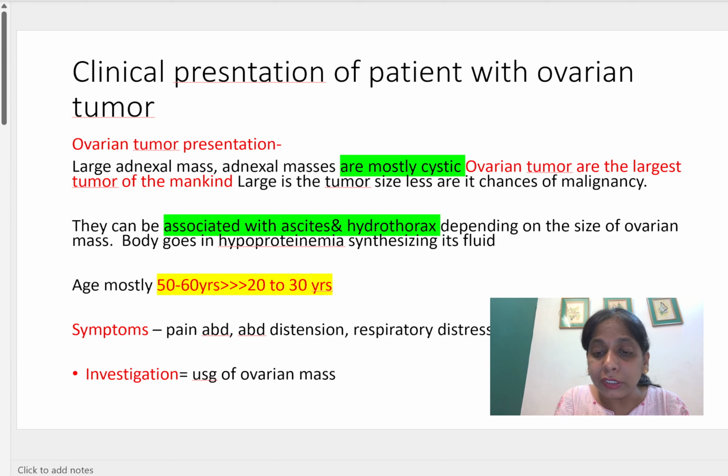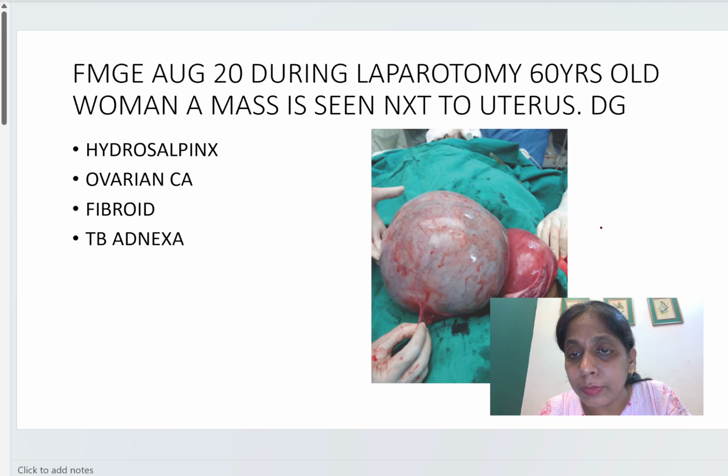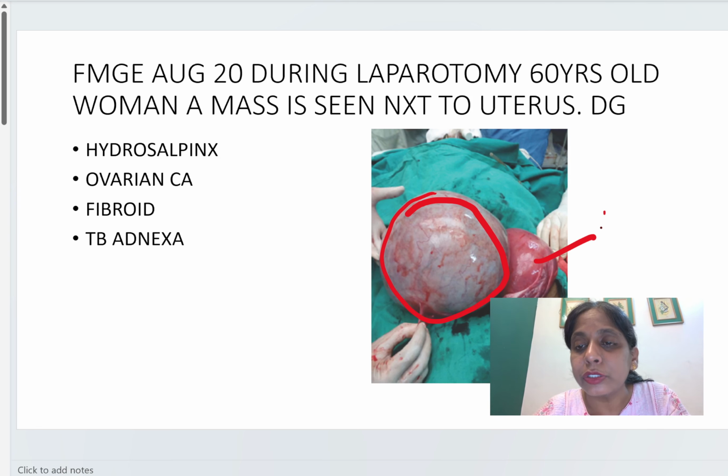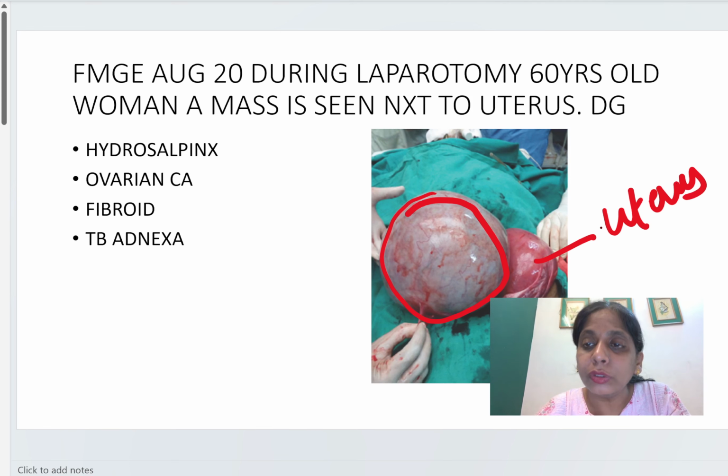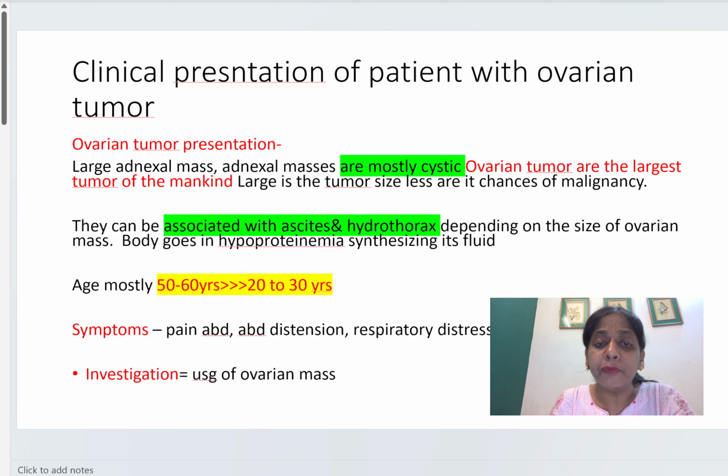On all these peculiarities of the ovarian tumor, a question was asked in August 2020 in FMG: during laparotomy of a 60 year old woman, a mass is seen next to the uterus. This is not a uterus mass, this is a grayish color mass, and this is the uterus. You all know that the color of the ovary is also grayish, so the answer to this question was ovarian carcinoma.